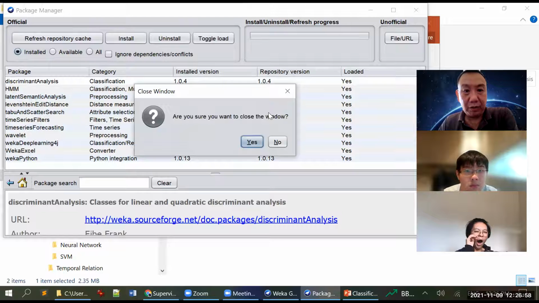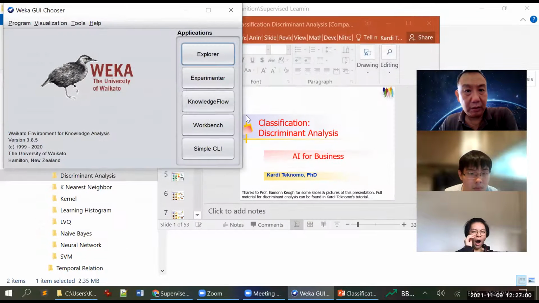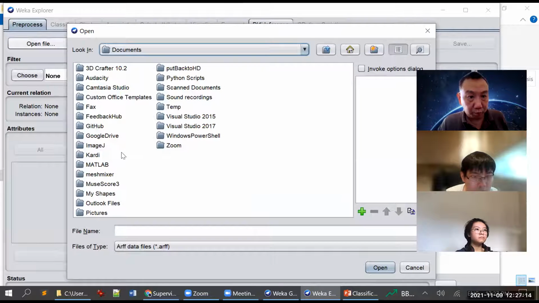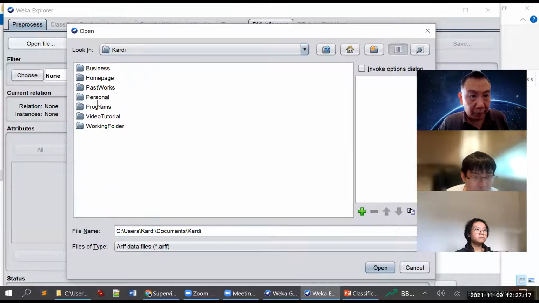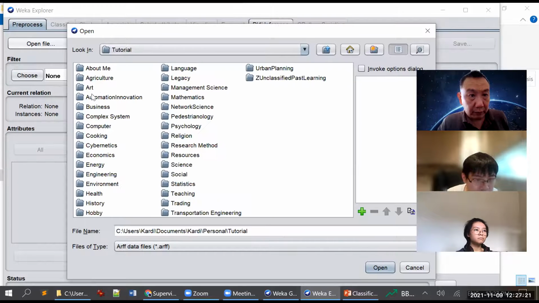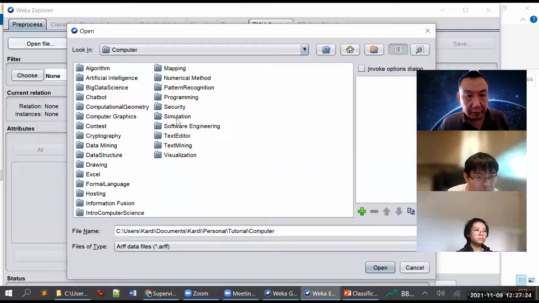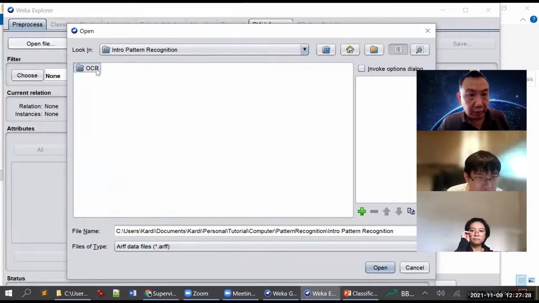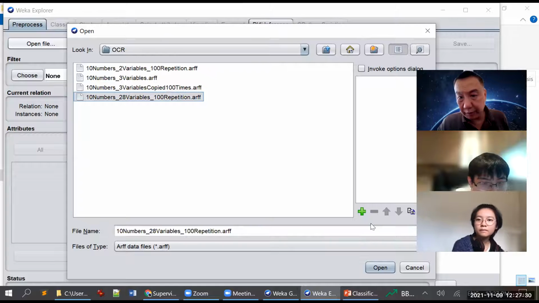Once you install that, I will close this. Then if you are in the Explorer, you're supposed to have it in the classify tab. I will just use any of my tutorial data. I will just use the previous OCR one, see, I will use this one.